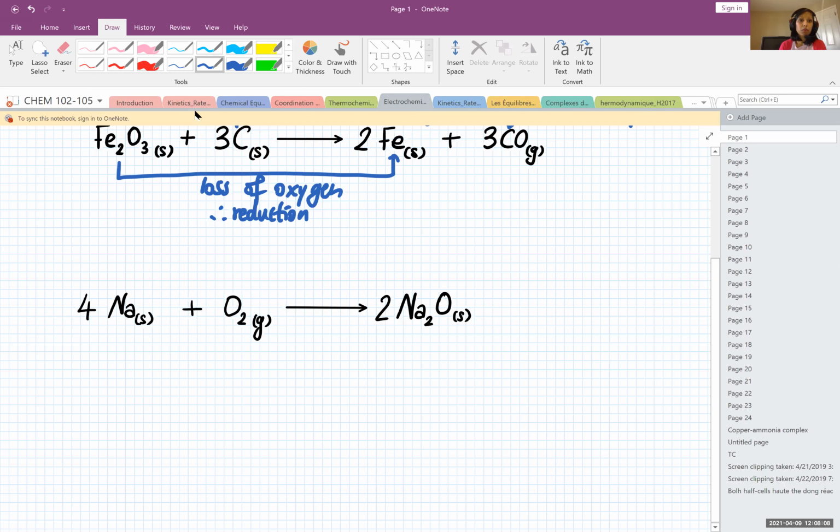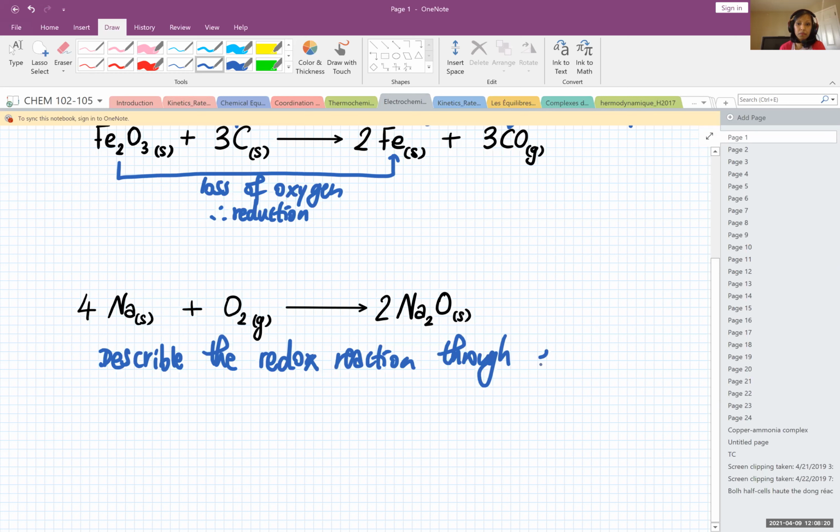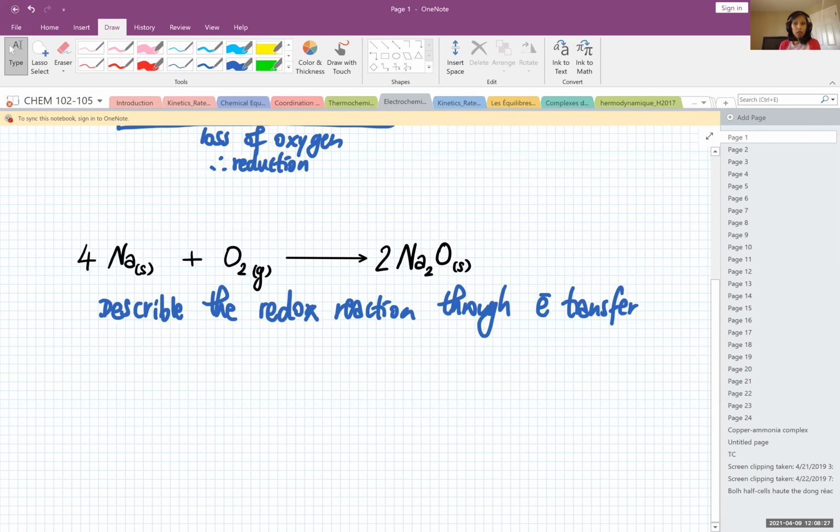So we will describe the redox reaction through the transfer of electrons. And this is what you will see a lot. This is basically what this unit will rely on. To do that, we take this overall reaction and we break it down into what we call half equations or half reactions.